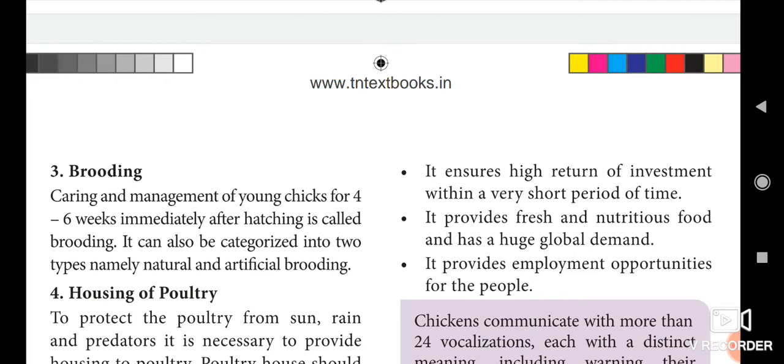You get good income. Then it provides fresh and nutritious food and has a huge global demand. It also provides employment opportunities for the people. So these are the advantages of poultry farming.